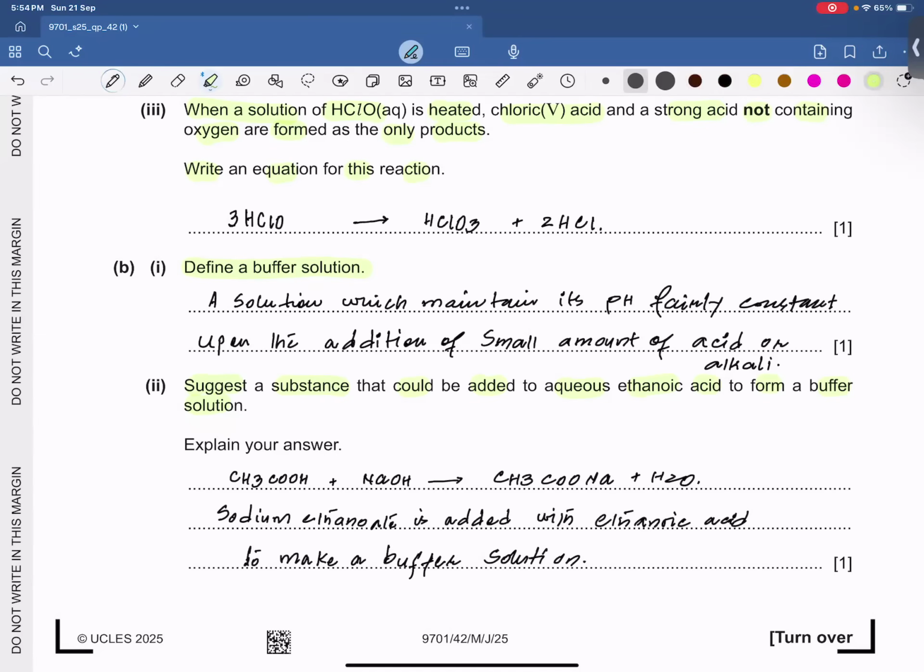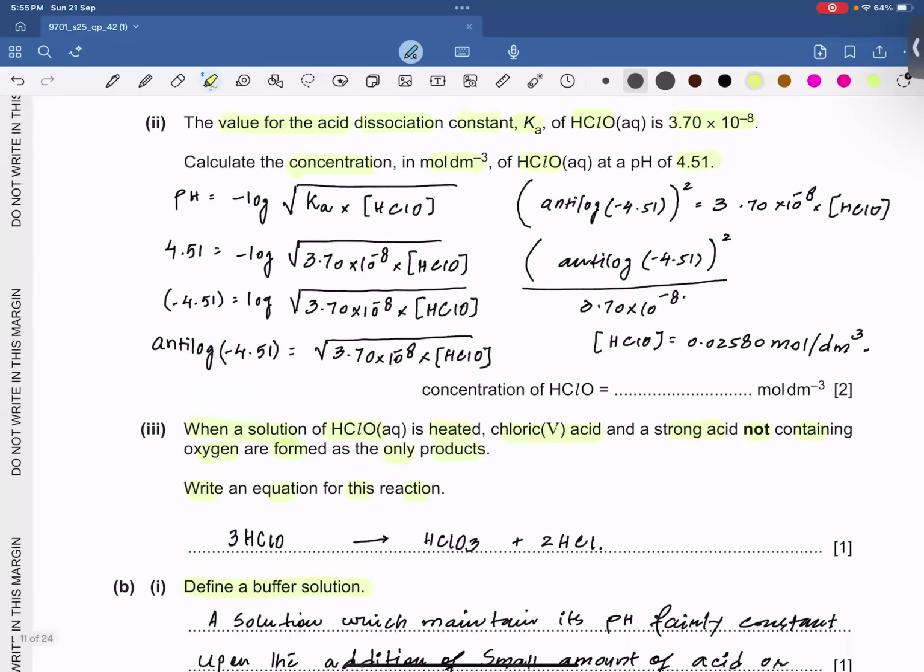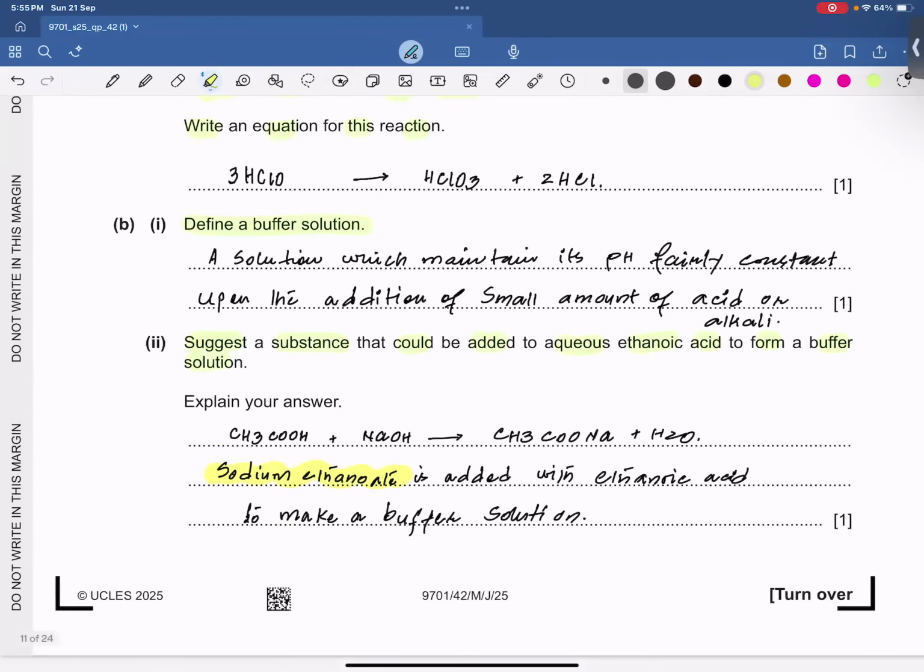So sodium ethanoate is basically the core point, the main point. But how did we get this? By adding NaOH in the solution, okay? Because there is no sodium hydroxide given in the question. Okay, now let's move on to the next part of the question.